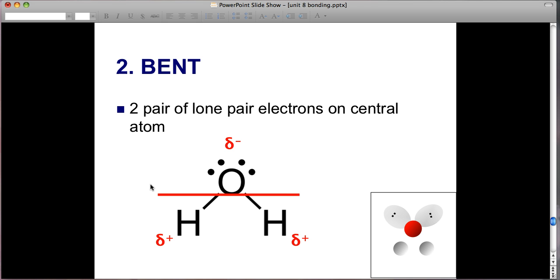So here we have water, and we have two lone pairs of electrons on the oxygen, and when we have this we get this shape, and we call this bent. And since we have lone pair electrons, this end is definitely the partial negative and the hydrogens are our partial positives.